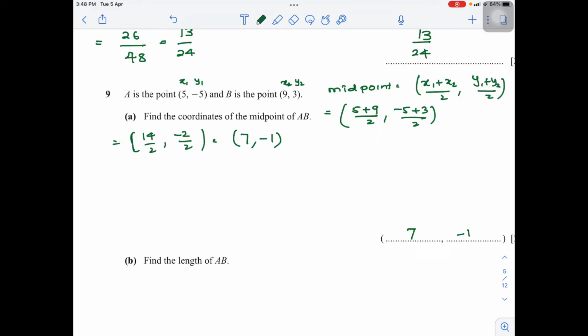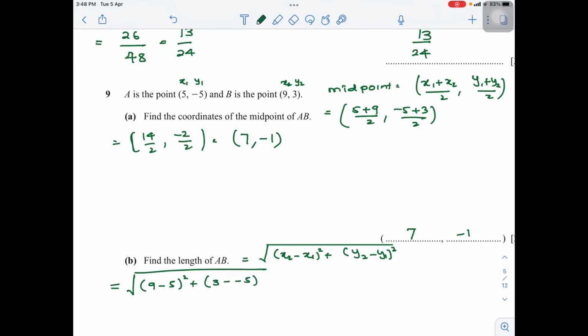Find the length of AB. So the length of AB is the square root of x2 minus x1 squared plus y2 minus y1 squared. Again here, there is no difference which point is x1, y1 and which point is x2, y2. It will give you the same answer. So that's the square root of 9 minus 5 squared plus 3 minus 5 squared. So that's the square root of 9 minus 5, 4 squared, 16, plus 3 plus 5, 8 squared, which is 64.